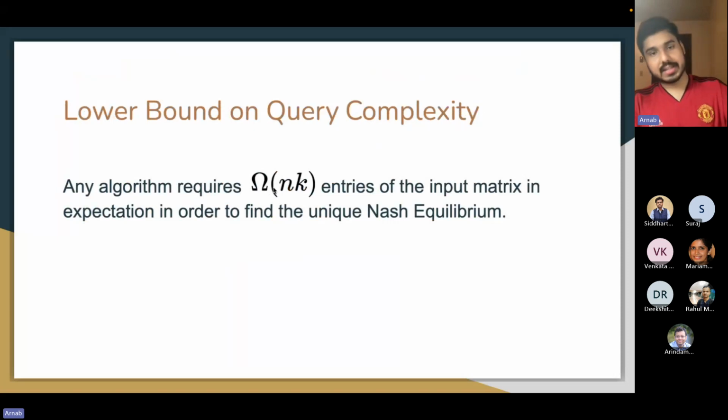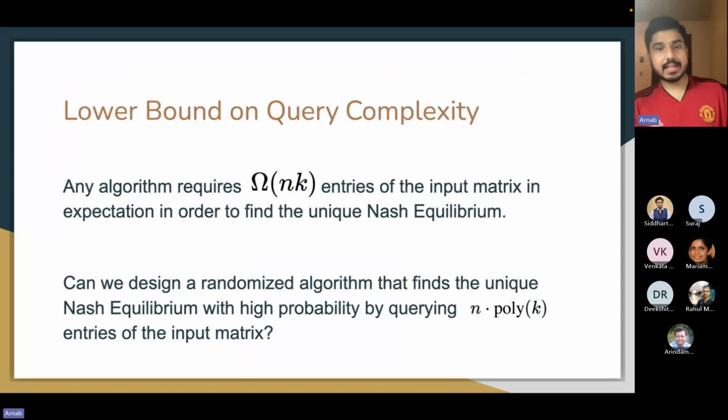Even in randomized, it's not clear how we do sublinear. A first step is to at least start with a lower bound. Any randomized algorithm will take at least n times k entries to find the unique Nash equilibrium. So the next immediate question is, can you design an algorithm which with high probability queries some n times polynomial in k entries of the input matrix and finds the Nash equilibrium? That's going to be the main focus of our talk.